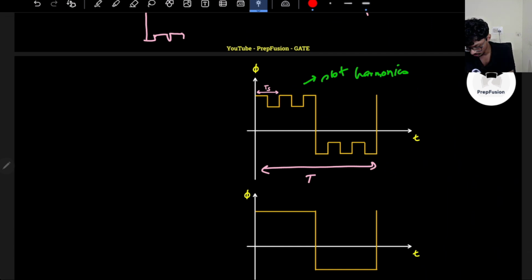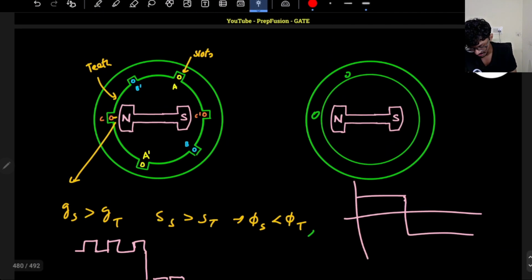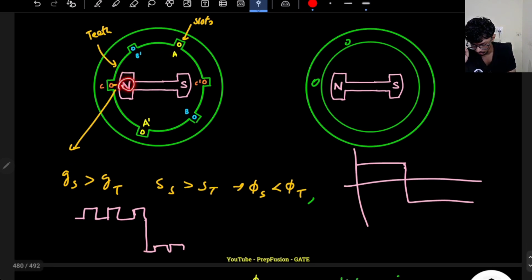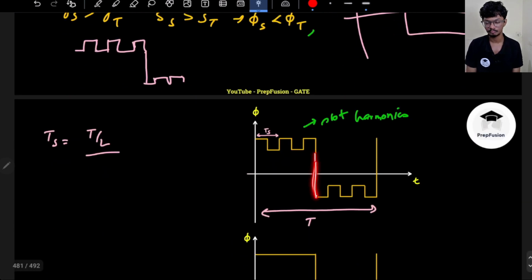Time period Ts will be equal to this. What is this much time? This much time is T by 2. And in this much time, how many slots am I covering? So basically I am covering 3 slots in T by 2 time, because when my north pole is here, it will then rotate half a revolution. The south pole will be here, then the flux direction will go negative, right?